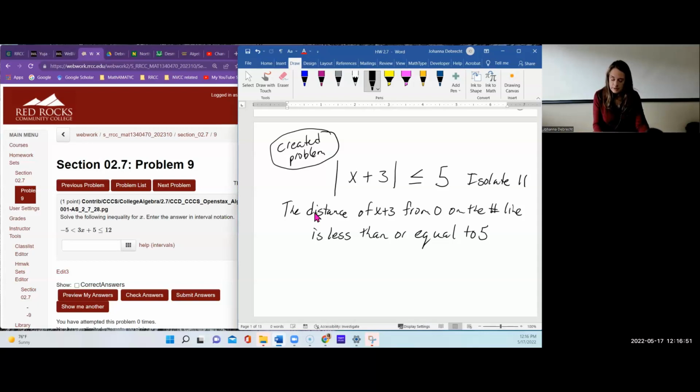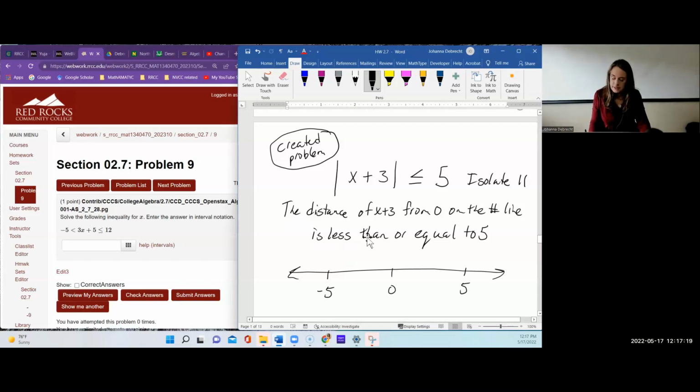What does that mean? Well, let's draw it in picture form. We've got 0, and I know the distance has to be less than or equal to 5. If it were equal to 5, how far away could I be? Well, I could be 5 steps to the right, which would be at 5, or I could be 5 steps to the left at -5. That would put the distance from 0 to be exactly 5.